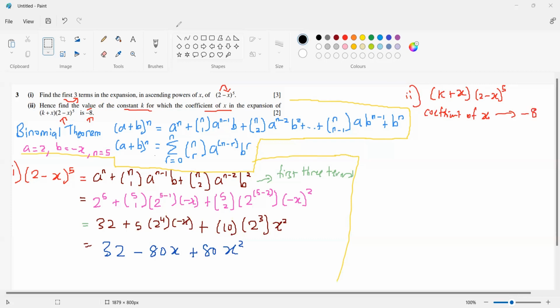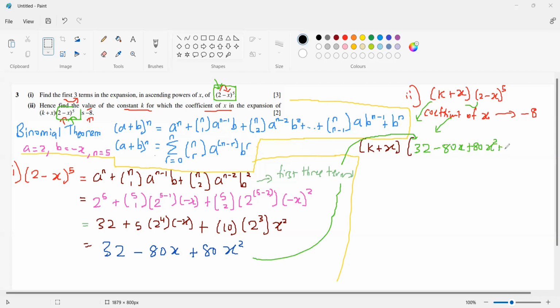So how do we determine this? If you notice carefully, there'll always be this kind of coincidence where this thing, the green arrow is pointing, please take note, is the same: 2 minus x to the power 5. That is kind of useful, I think, because then we can rewrite this as (k plus x) times a bracket. In the bracket, we'll write the first three terms, copying from the line we found. Normally it'll be linked like that. Please take note: 32 minus 80x plus 80x squared, then plus blah, blah, blah.